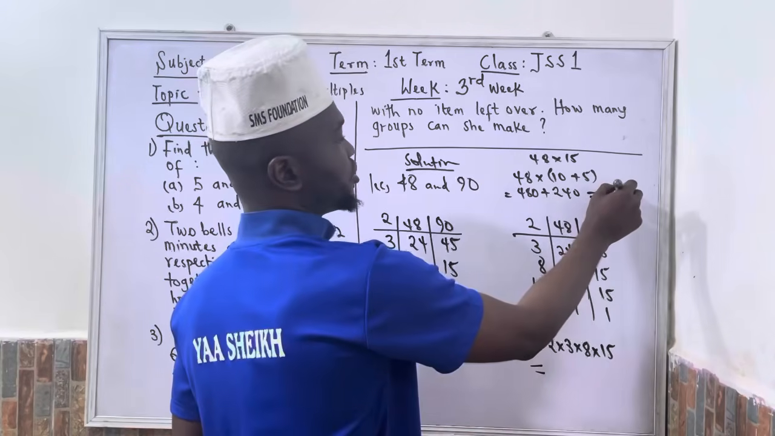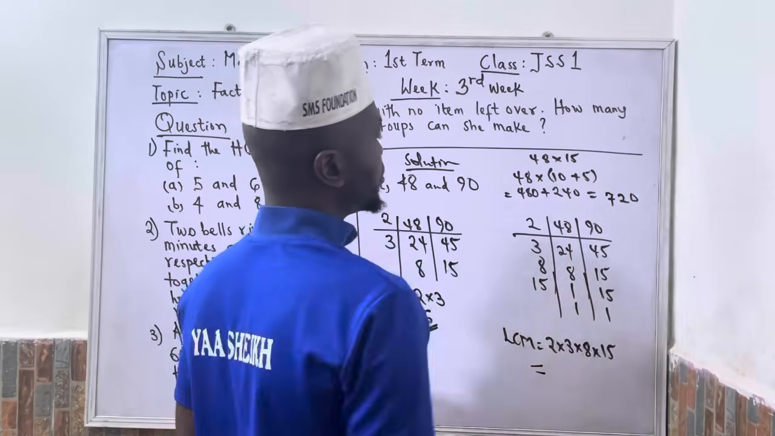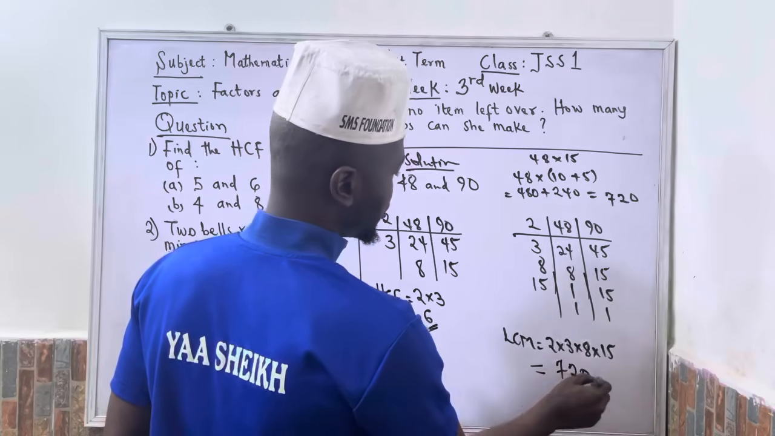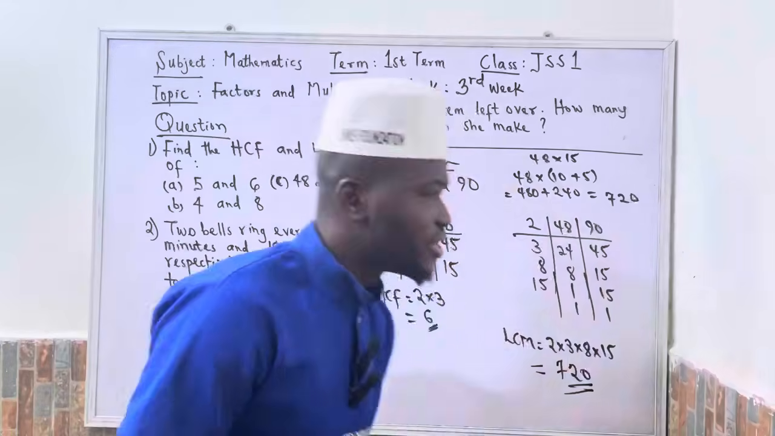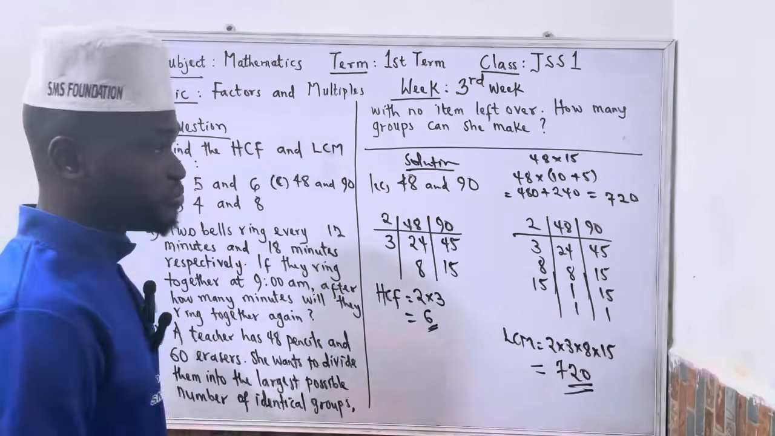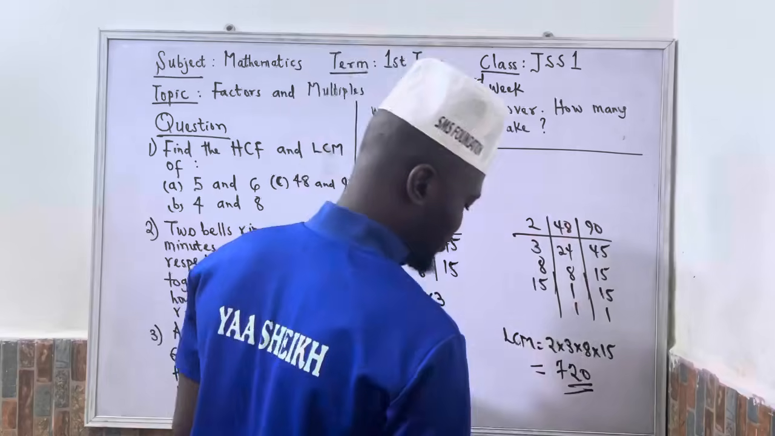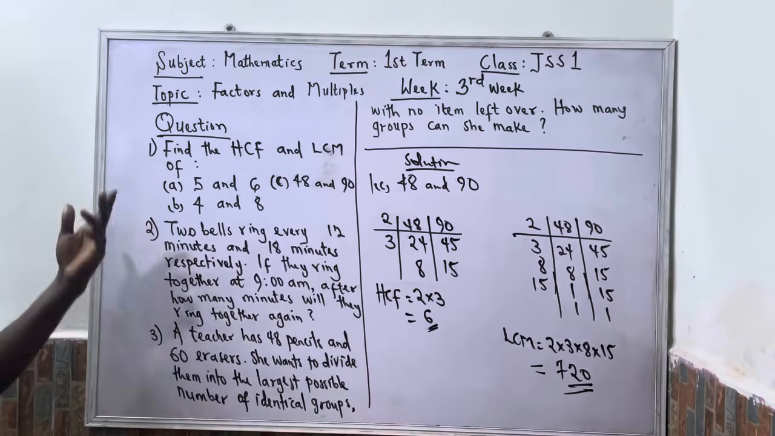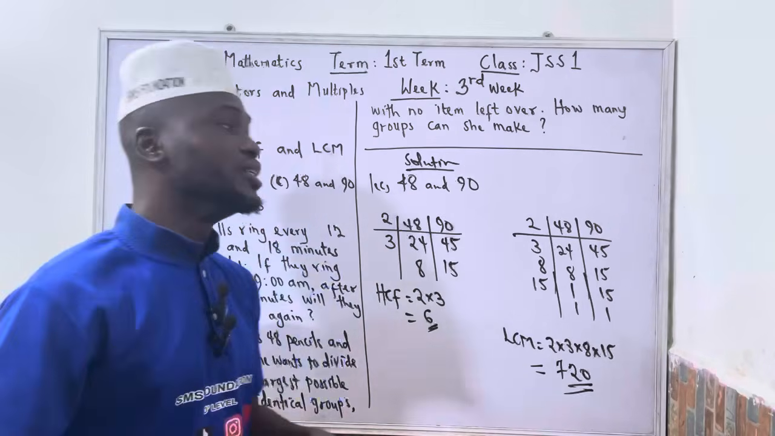0. 8 plus 4 will give me 12. Carry 1. That will give me 720. So the answer is 720. So you can see that HCF and LCM can be so simple sometimes. So these are the 3 different cases of HCF that you can have. Sometimes you don't need to solve. By just looking at the question, you will know the answer.